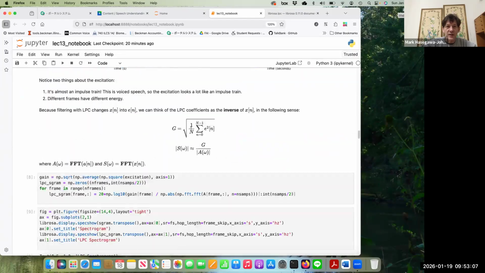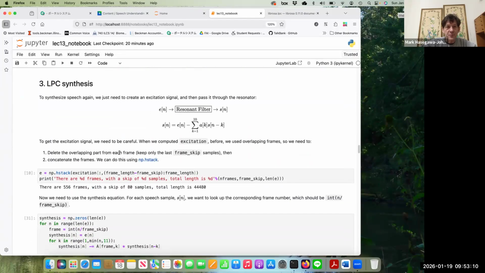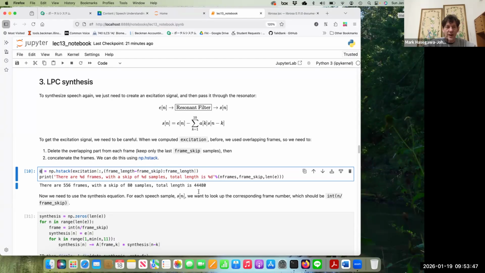Here's LPC coding. Here's the synthesis. I need to delete the overlapping part from each frame. I can do that by just keeping the last frame skip samples. So I can take frame length minus frame skip all the way up to frame length. Just keep the last 80 samples from each frame, right? I'll put a colon here in order to keep all of the frames. But from each frame, I'm only going to keep the last frame skip number of samples. And I'm going to concatenate all of those together to create the signal E of n. Total length is 44,480, which is 556 frames times 80 samples.